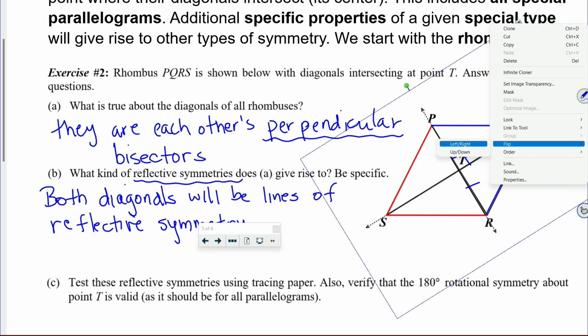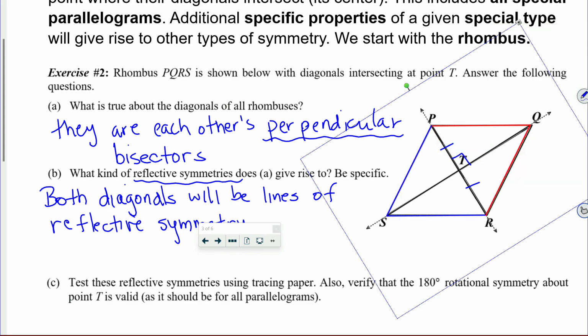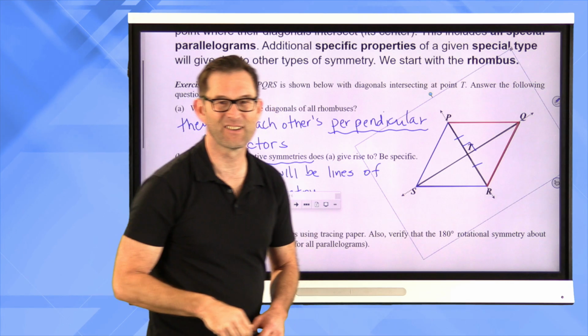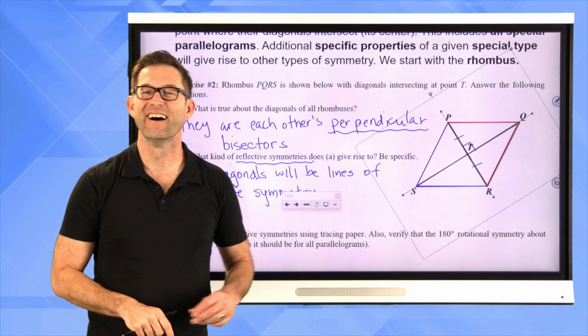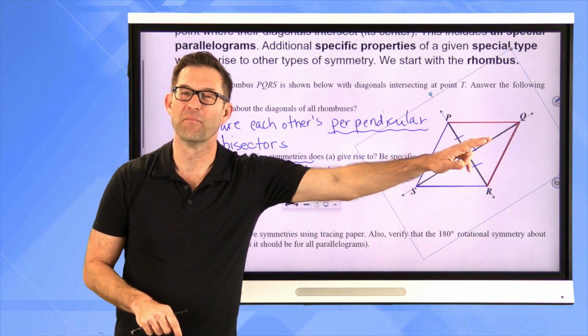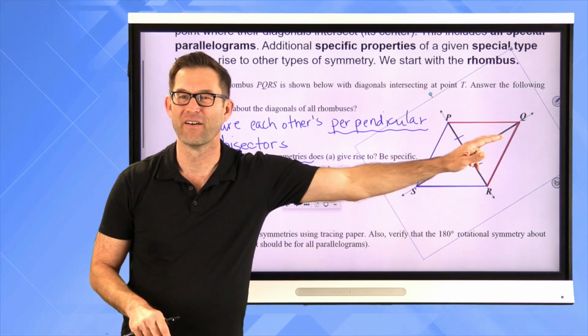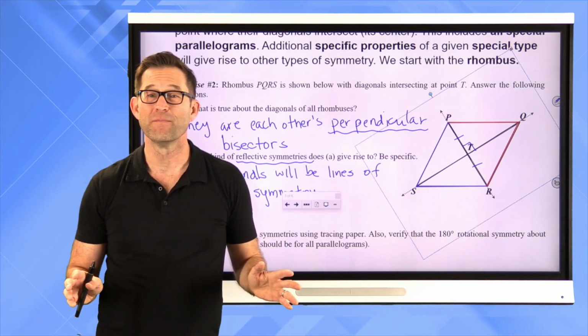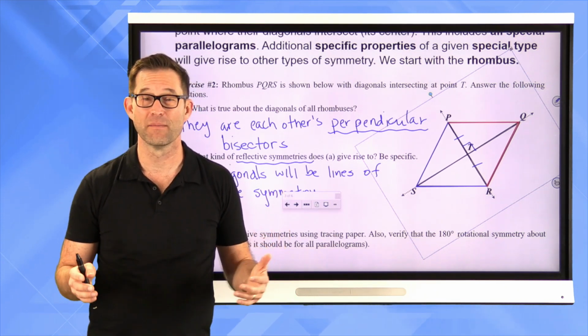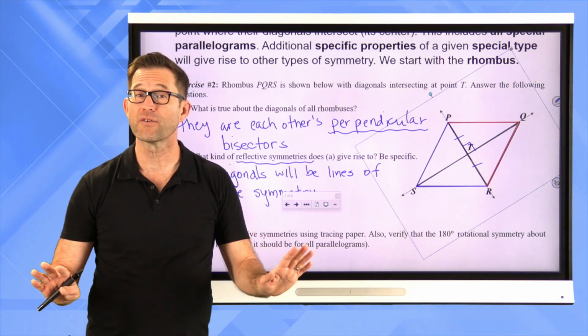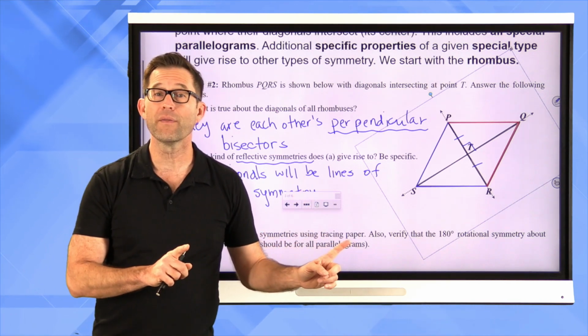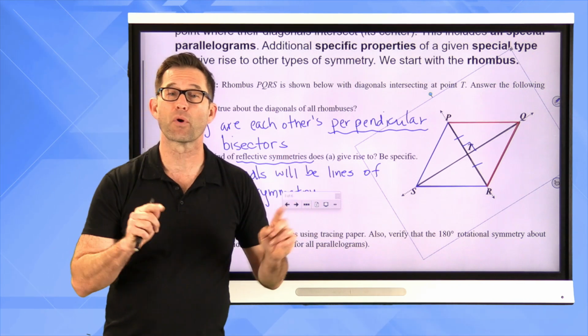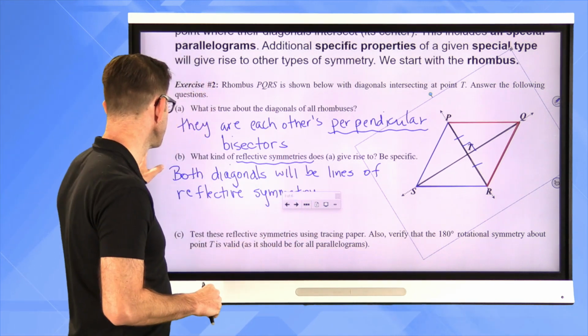My board's not happy with me today, come on. There it goes. It took a little while, but it finally did it. Notice the blue went from up here down to here, and this went from down here to up here. All right, so those diagonals are lines of reflective symmetry. Generally they aren't. The only reason they are in this case is because they are each other's perpendicular bisectors.